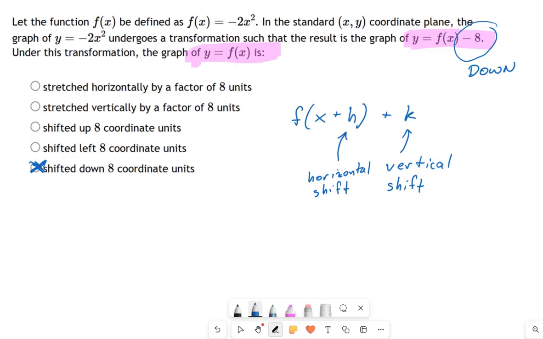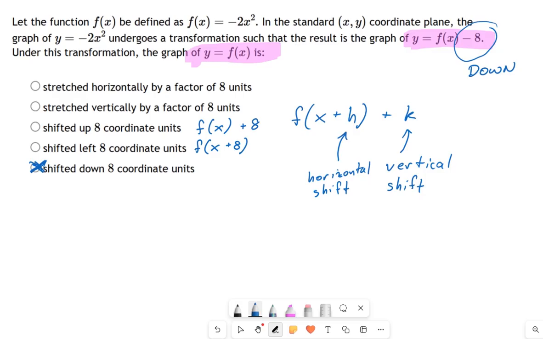What would shifting, let's look at the other ones. What would shifting left be? Well, that would be f of x plus 8 inside the parentheses. And shifting up would be f of x, and then outside the parentheses, you stick a plus 8. Okay, so those are the sorts of shifts that you'll see.